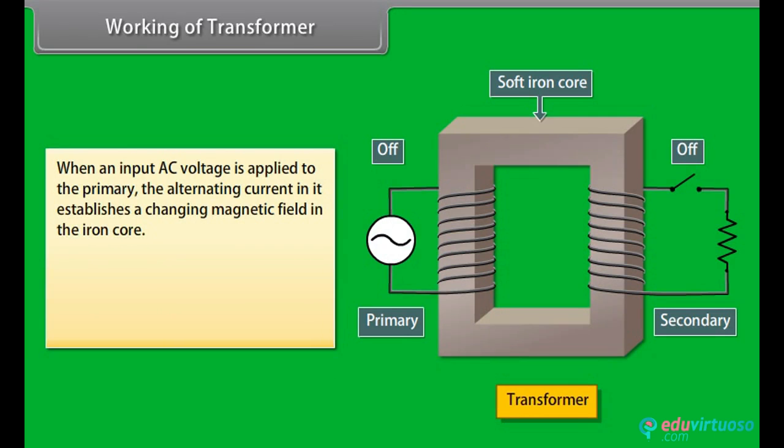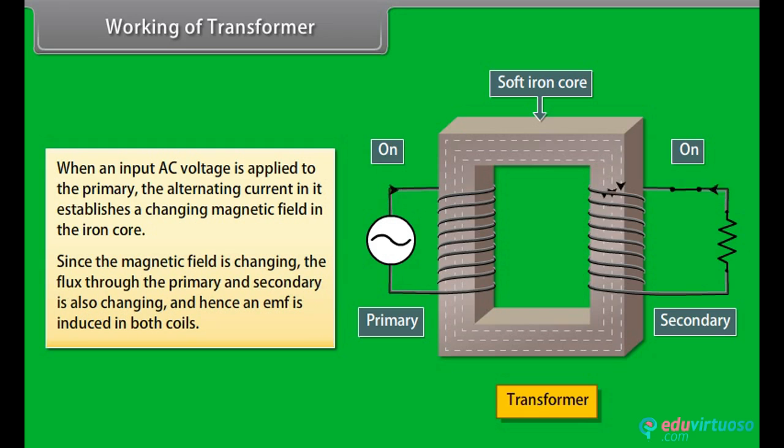Working of transformer. When an input AC voltage is applied to the primary, the alternating current in it establishes a changing magnetic field in the iron core. Since the magnetic field is changing, the flux through the primary and secondary is also changing, and hence an EMF is induced in both coils.